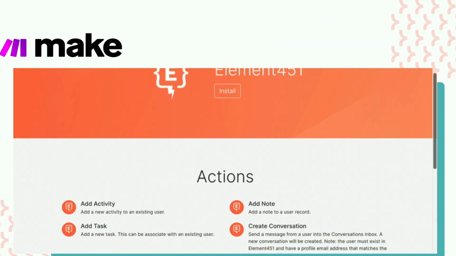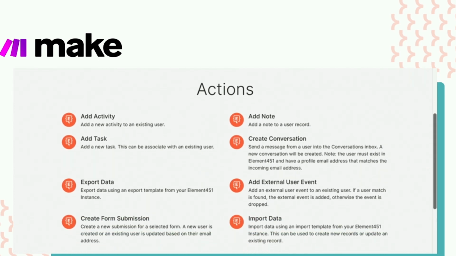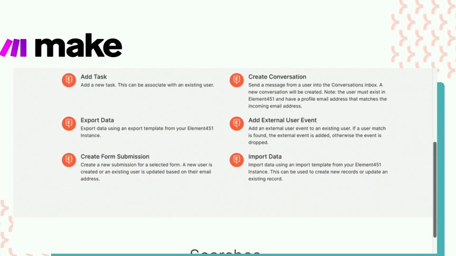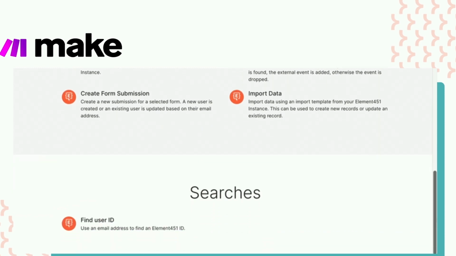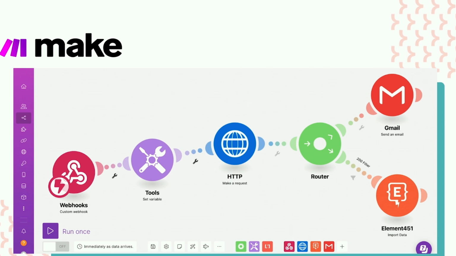Another middleware that we have an app for is Make. So you can add an activity, add tasks, export data, import data, add an external user event. You can find user IDs by email addresses. It's a little bit different than Zapier. So this is United Aviate's integration. We have a webhook with incoming data, set some variables, send an outgoing request to a testing software they use, and then when we get a response, we either import a unique URL for that student, or we send an email saying, hey, something went wrong.